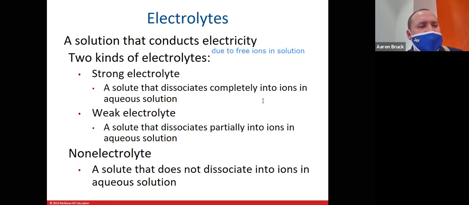And that brings us to the difference between these two terms. Strong electrolytes are substances that have lots of ions in solution and are going to conduct electricity quite well. This usually comes from the idea of some kind of ionic compound that, when it dissolves in water, breaks apart into ions, and it breaks apart into a lot of ions when it does.